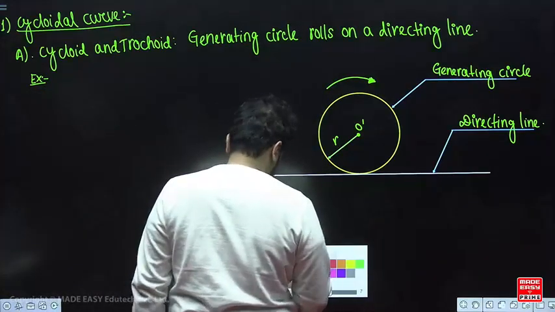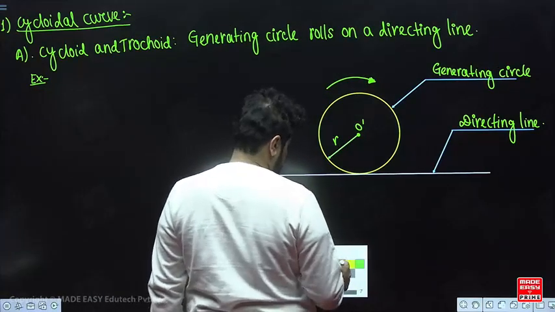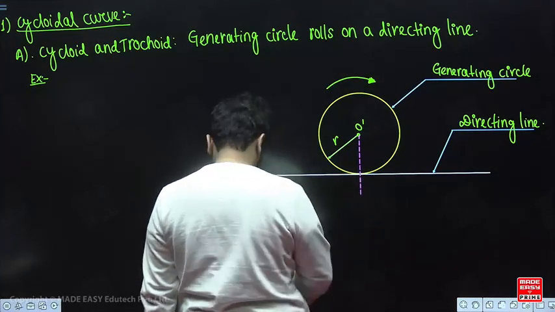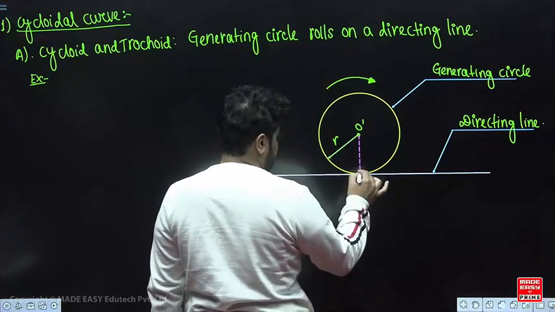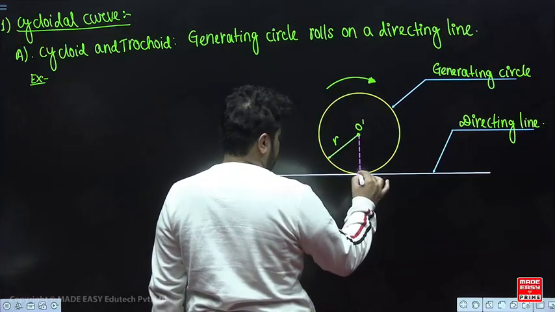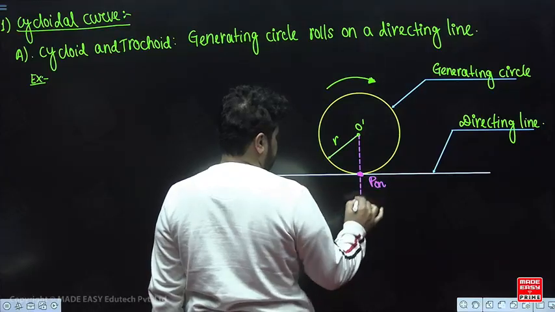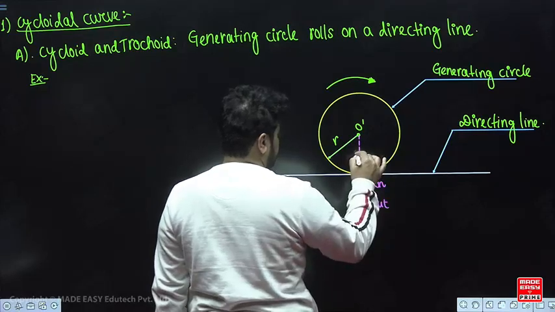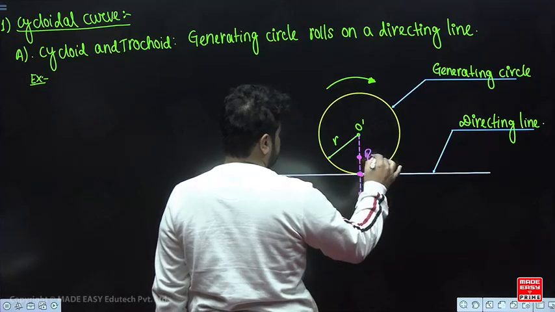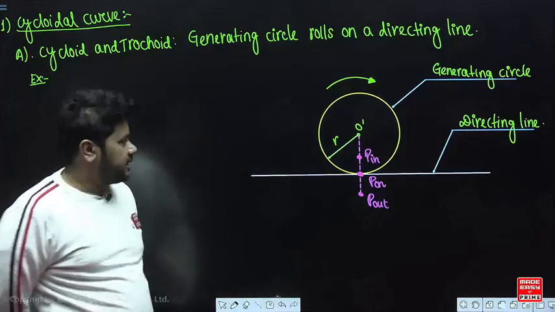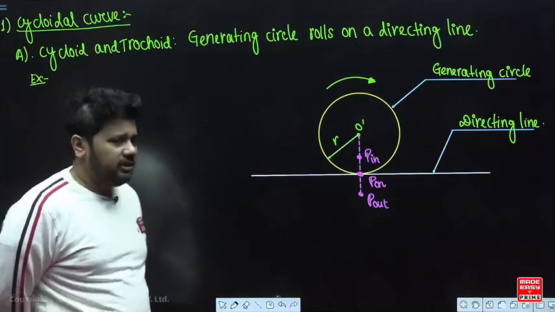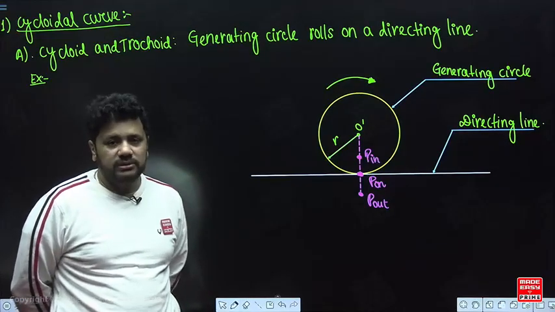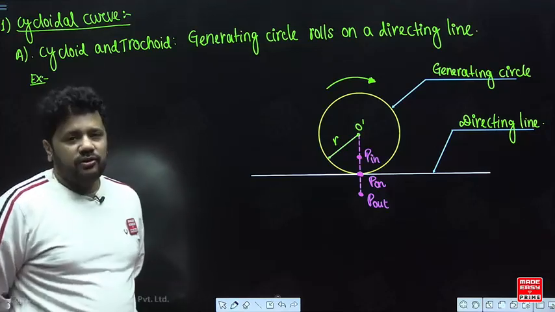Now see, there can be three possibilities. What are those possibilities? Let us consider 3 points. One point which is lying on the circumference of the generating circle, one point which is lying outside, and one point which is lying inside, correct. You can think of it like this, that a cycle or a vehicle, a wheel is moving on a road. So this is your cycloid and trochoid, fine.